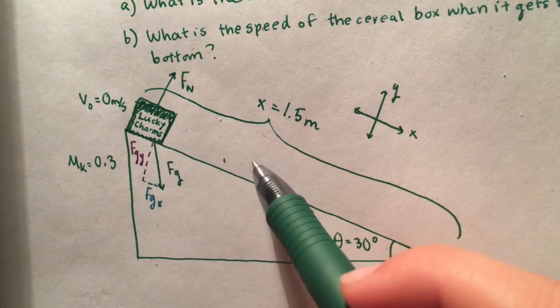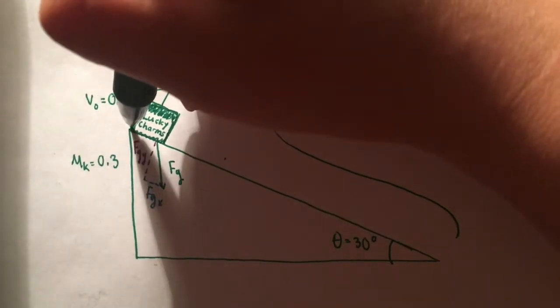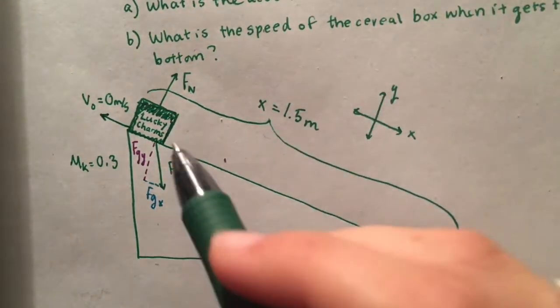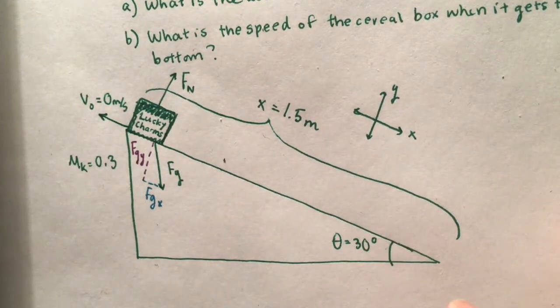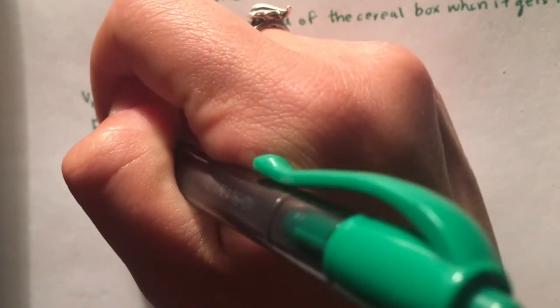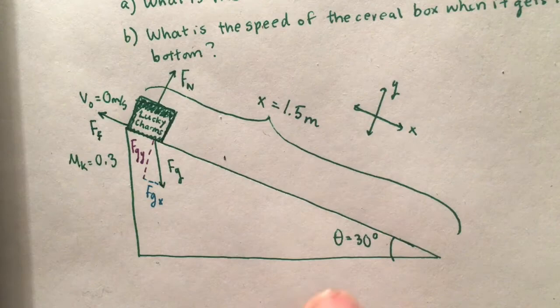So if the block moves this way, friction is going to point in the opposite direction, parallel to the plane, because the block is also moving parallel to the plane. And so this is my force of friction that way. Now I've labeled everything that I know.